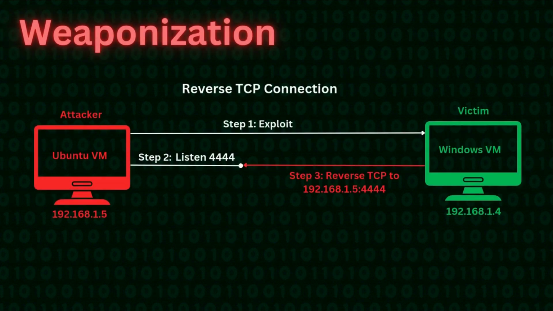Let's discuss the weaponization phase before creating the malicious payload. I will create a malicious payload using MSFvenom, which is a part of the Metasploit framework. The payload will be a PE32 executable file. After sending the phishing email to the victim, I will use my MSFconsole to listen on port 4444, ready to exploit the target. Once the victim runs the malicious executable, a reverse TCP connection will be established to the attacker's machine, where the IP address is 192.168.1.5 on port 4444.